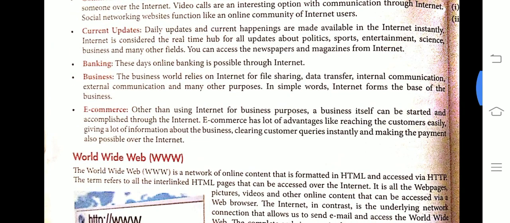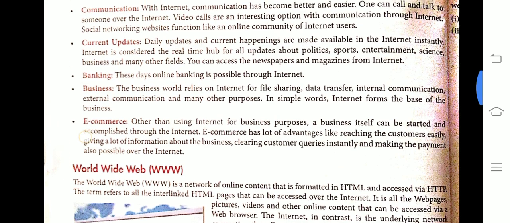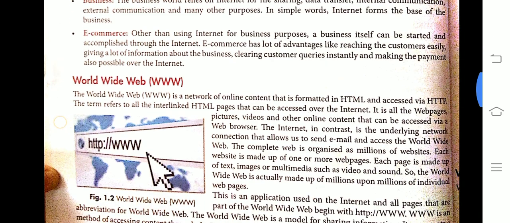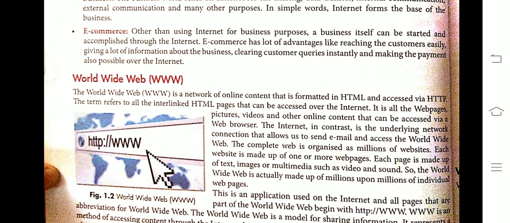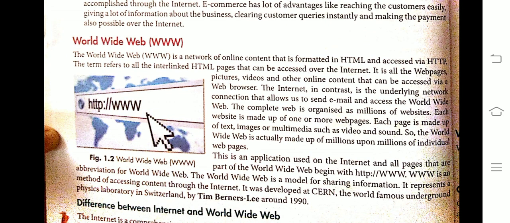In the last class, we discussed the uses of the internet: email, education and research, communication, banks, business, e-commerce, and e-governance. We need the internet for all these services, so we are using the internet in each and every area. Today we are discussing the World Wide Web. The World Wide Web is a network of online content that is formatted in HTML and accessed via HTTP. HTTP means Hypertext Transfer Protocol.